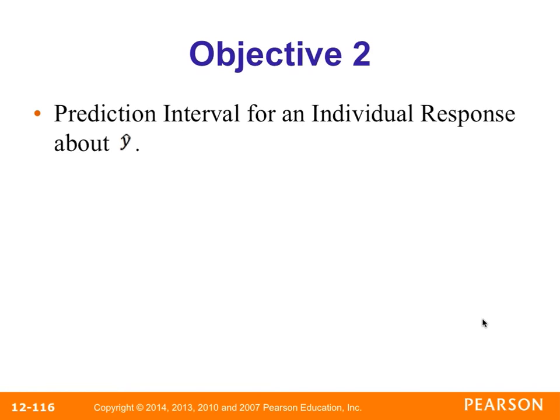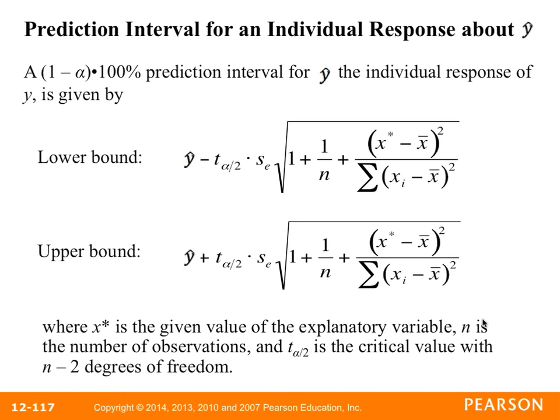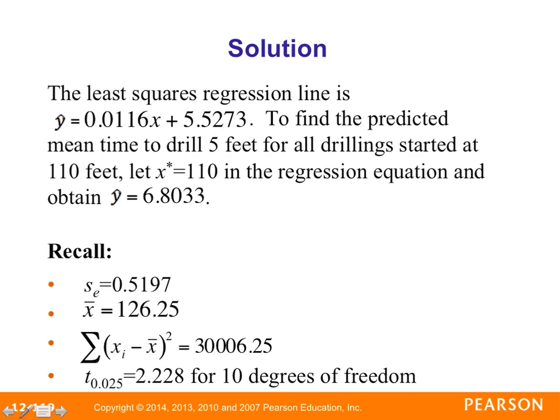Now we're going to do it for an individual response. So this is a prediction interval. So we have a similar sort of equation here for our lower and our upper bounds. We're going to just plug and chug in here. We already have all of these values. This time we want to construct a 95% confidence interval about the predicted time to drill 5 feet for a single drilling, starting at a depth of 110 feet.